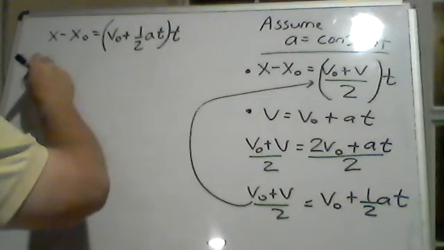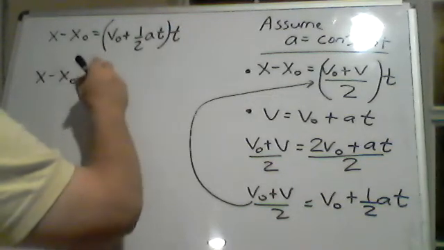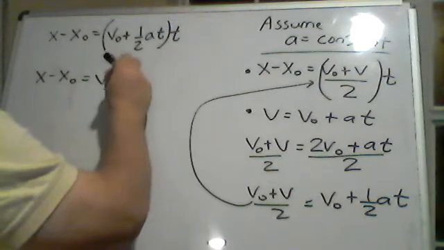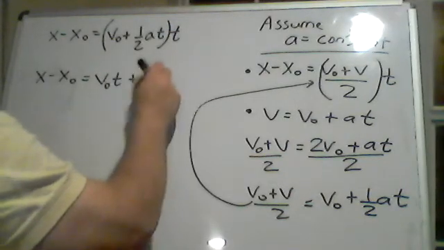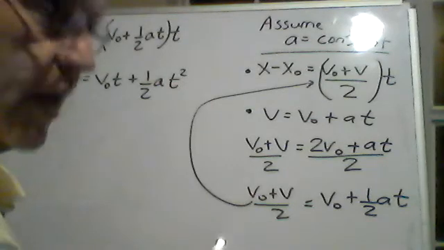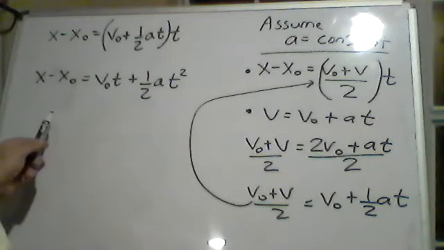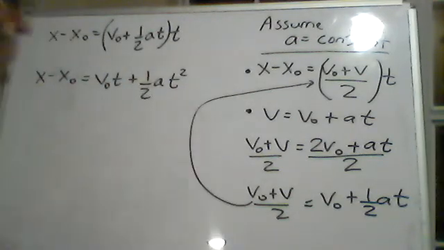So now I have x minus x naught. Distribute the t: equals v naught t plus 1/2 at squared. That is my next kinematic equation. That's a kinematic equation where the variable that's missing is the final velocity. And I've just got done deriving that. I'll now stick that on my list of equations. I'll give you a little moment to copy this.